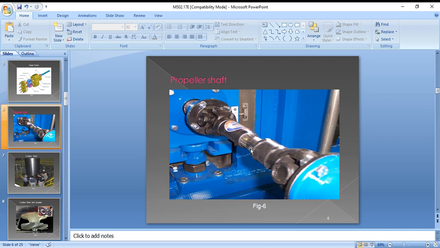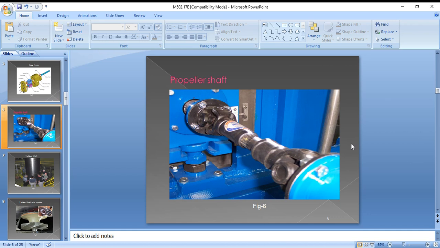Next we use propeller shafts. Propeller shafts are used mainly where we need to transmit power from one place to another place; in between we use propeller shafts. Mainly we can see propeller shafts in buses and heavy vehicles, so that the power will be transmitted to the wheels.